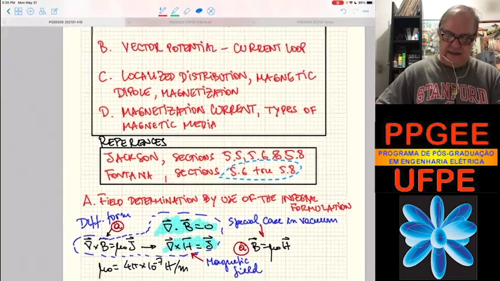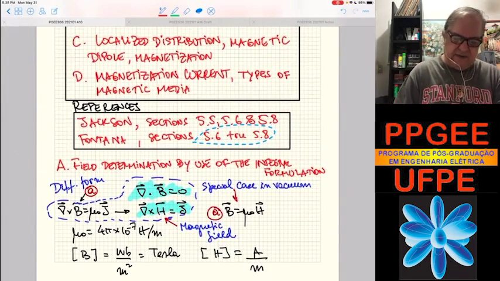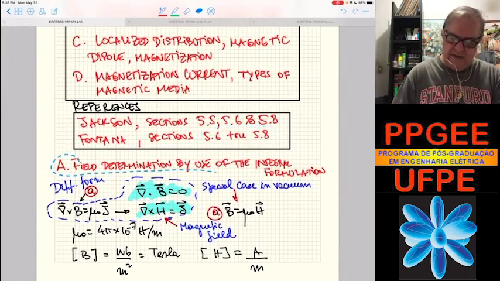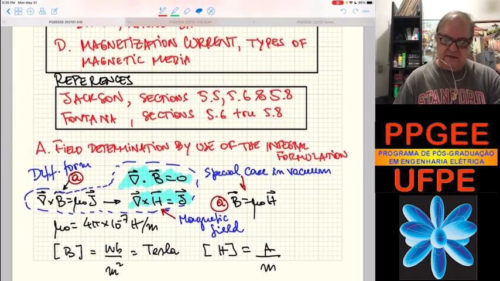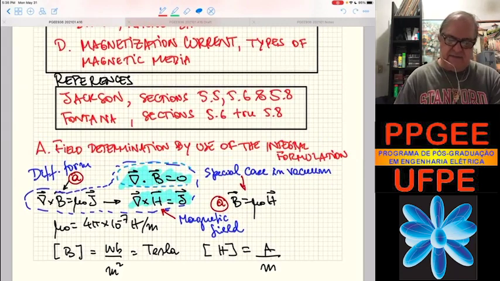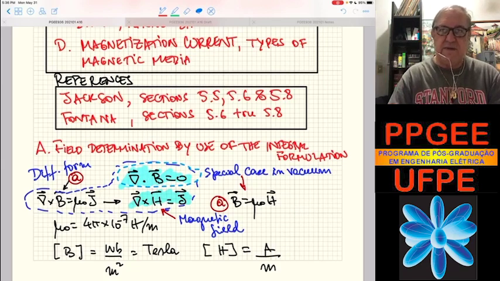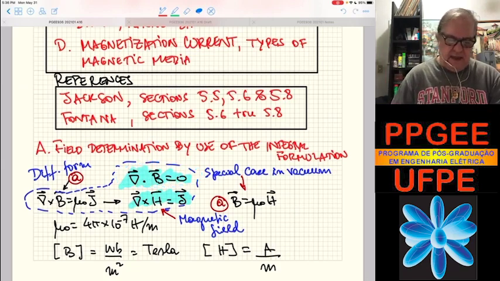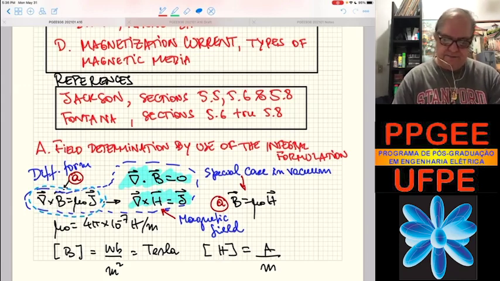Just recall what we derived in the last class. Let's talk about field determination by use of the integral formulation. Well, we obtained two differential equations. One is the fact that the B field has zero divergence, is a solenoidal field, so no magnetic charges exist. And the curl of B is given by mu0 J.